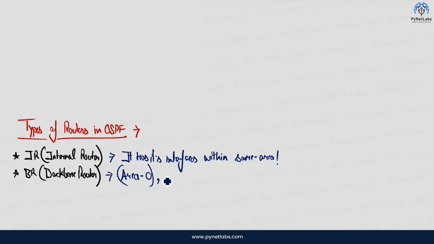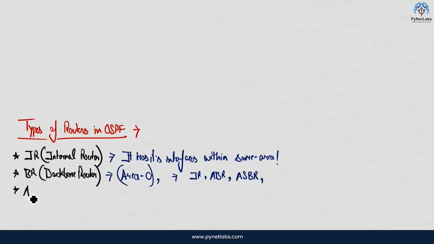And depending upon the scenario, this BR router itself can act as an internal router. It can also act as an area border router, and it can also act as an ASBR router, as itself it's a backbone router. So that's the thing with the backbone router.